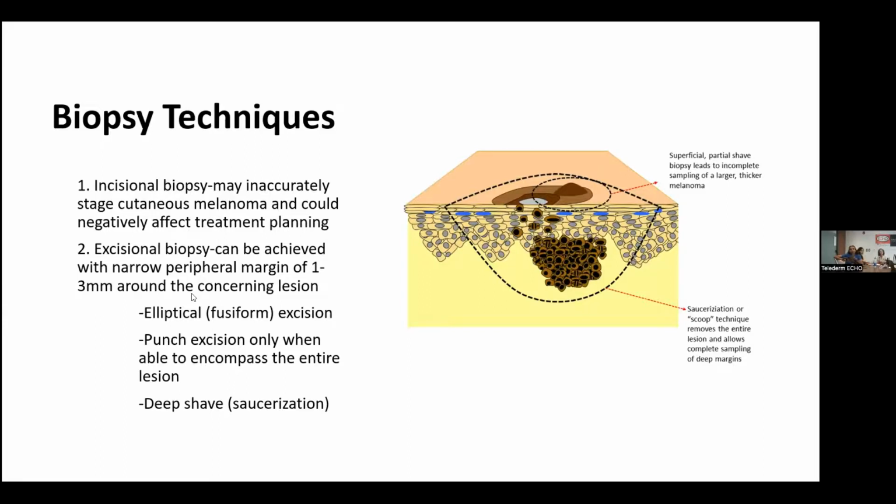The best way to do it is by excisional biopsy. You can do that using a 1 to 3 millimeter peripheral margin. With excisional biopsies, there are 3 techniques you can use: elliptical excision, punch excision, and the third one is deep shave or saucerization. Most dermatologists like to use deep shave or saucerization.